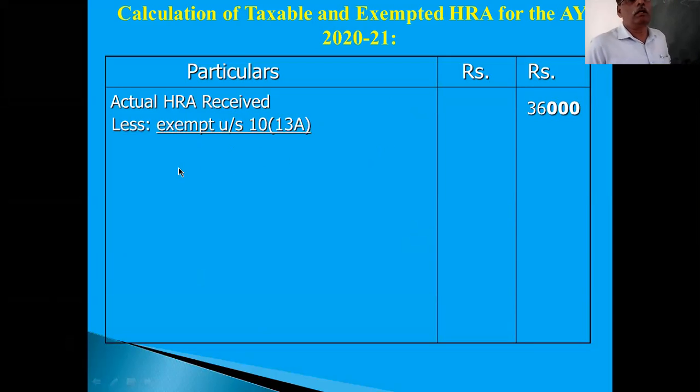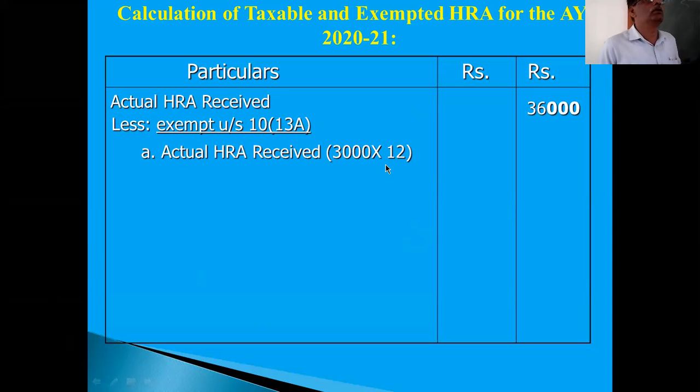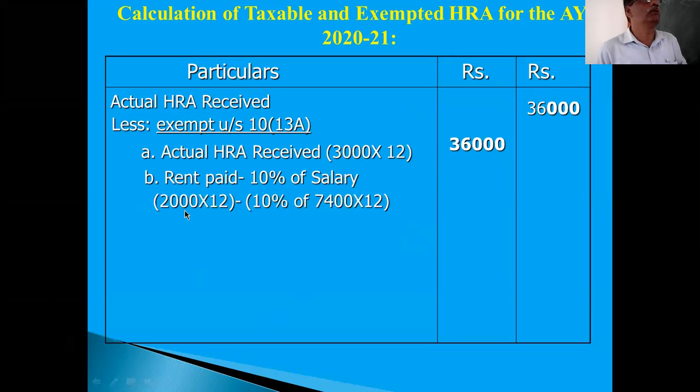Then less exempted HRA. First point is actual HRA received, 3,000 per month into 12, it is 36,000. Second point, rent paid minus 10% of salary. Rent paid is 2,000 per month into 12, annual rent. Then minus 10% of salary. Salary is 7,400 into 12, that means 7,200 salary plus 200 DA. Its answer is 15,120.